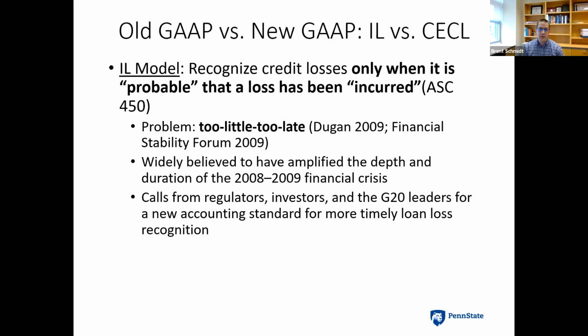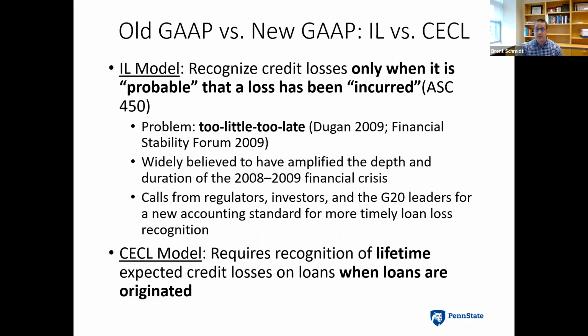And so there were calls from a lot of stakeholders to change the accounting standards to allow for more timely loan loss recognition. This is really the impetus for the CECL model, which now requires the recognition of lifetime expected credit losses on loans at the time of origination.